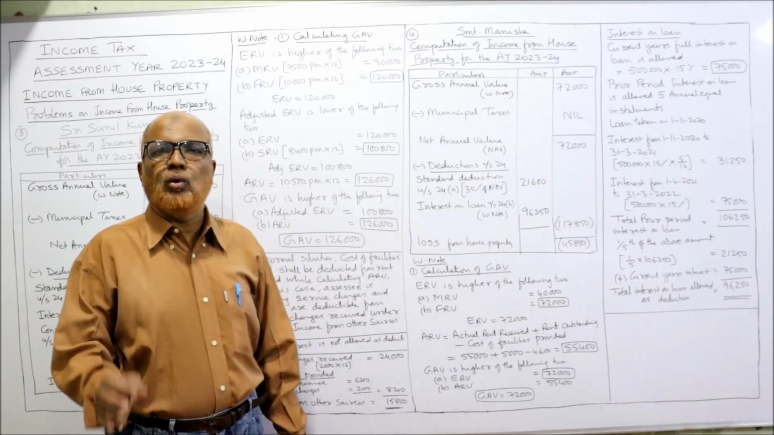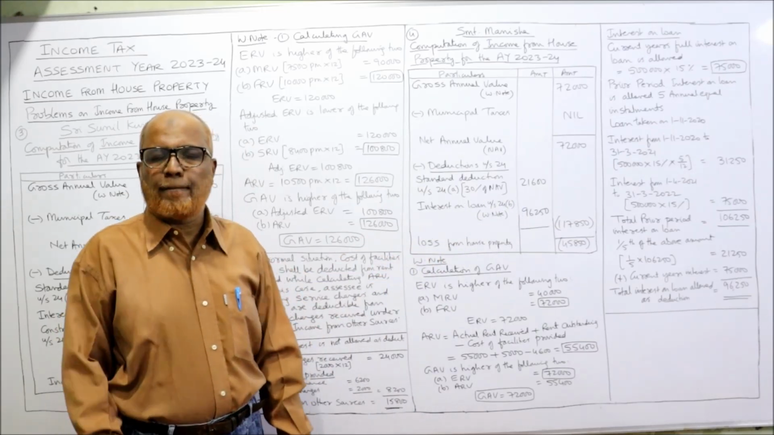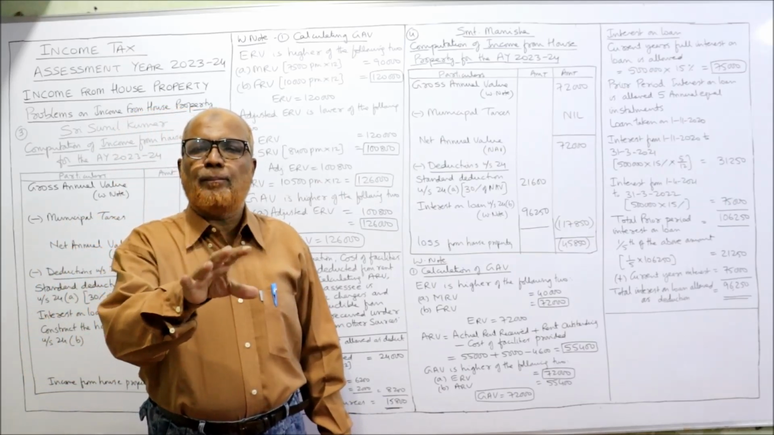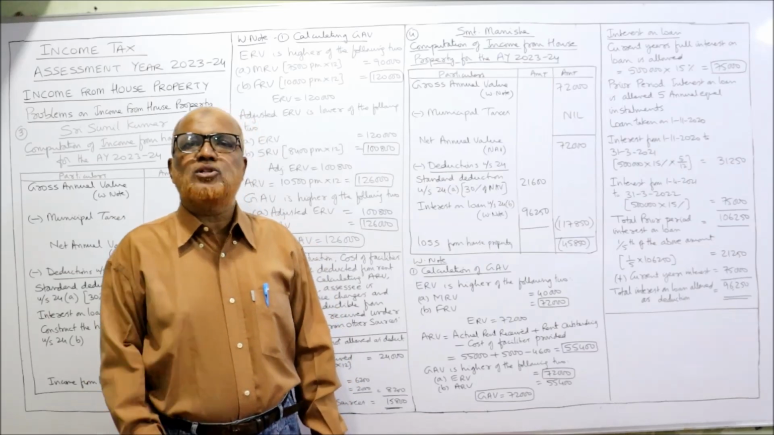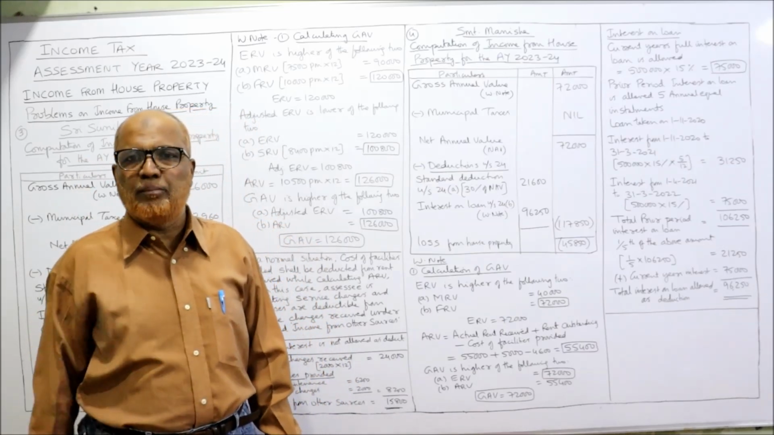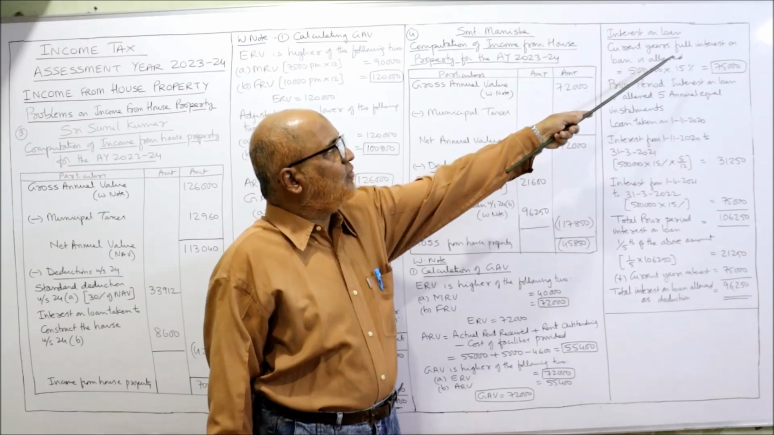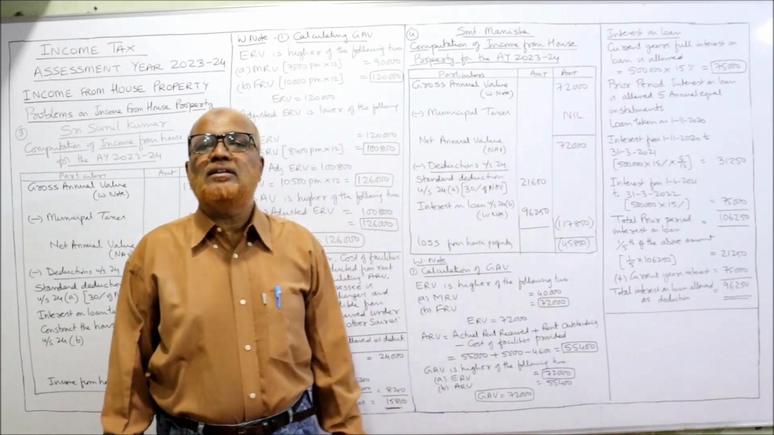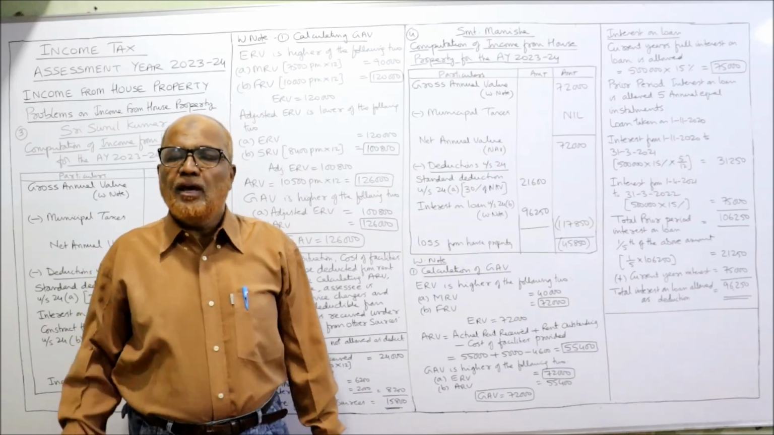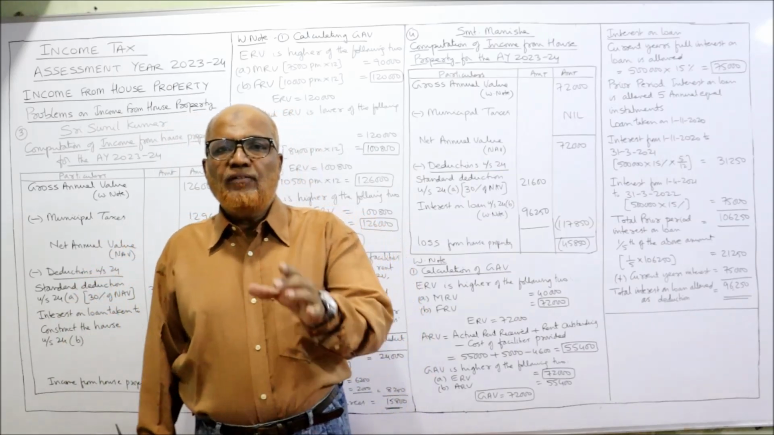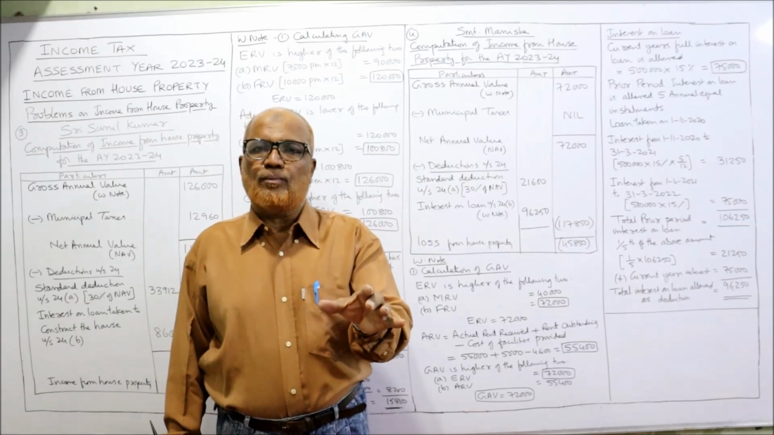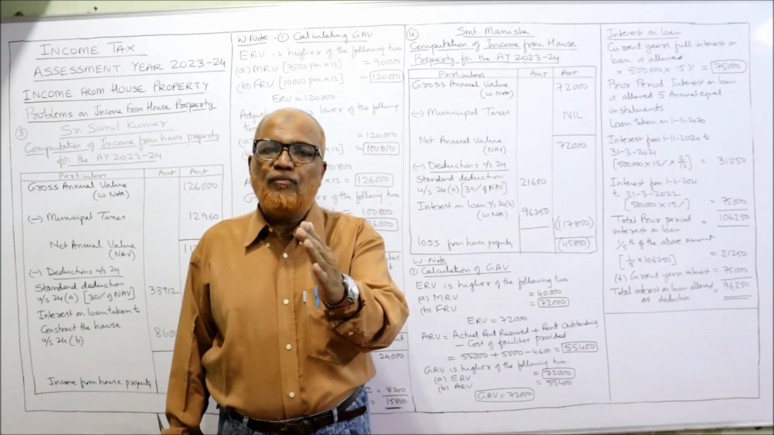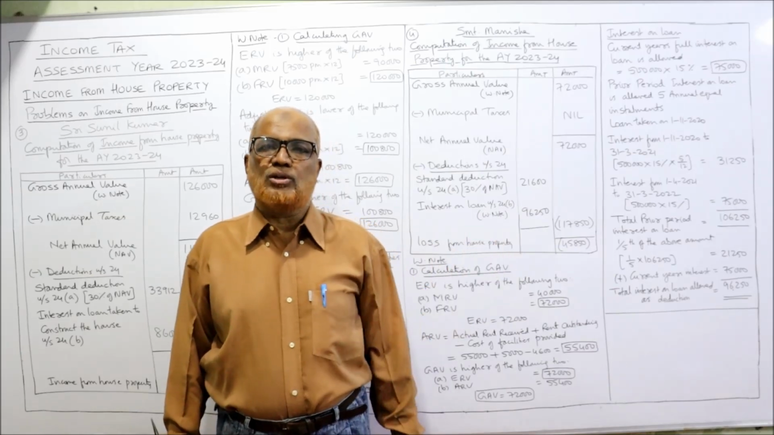Now interest on loan. This is the complicated part. Current year interest on loan, whether paid or not, is fully allowed as deduction. How much loan? 5 lakh. Rate of interest 15%. So the current year's full interest on loan is allowed. 5 lakh into 15%, 75,000 is the current year interest on loan. One more provision is given.